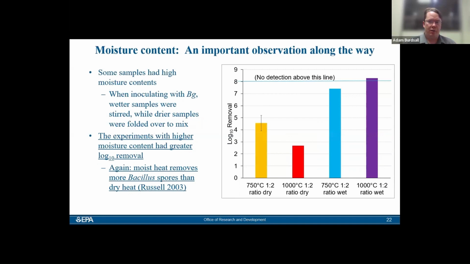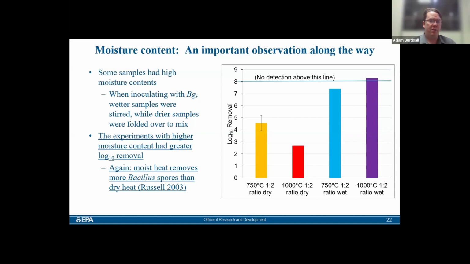But when we first started this part of the investigation, we believed that biosolids would have a largely similar moisture composition from one sample that we retrieved to another. But this wasn't really the case. The process of inoculating the biosolids with BG actually had to change when the sample had more moisture. Dry samples could be folded, but the wetter samples had to be stirred.